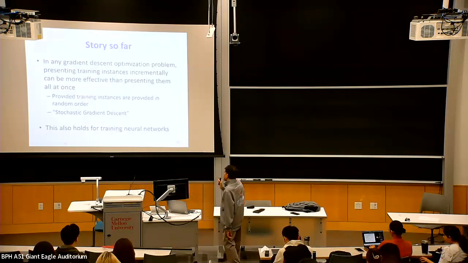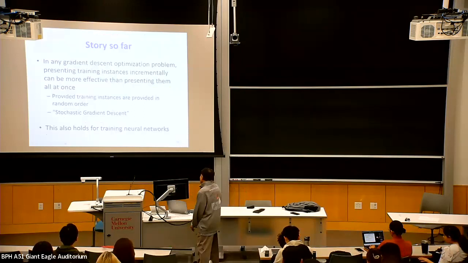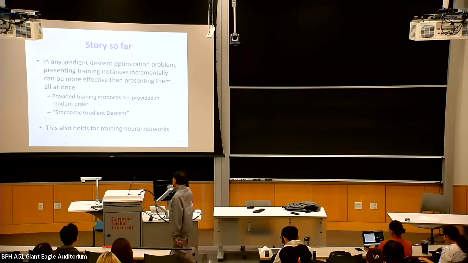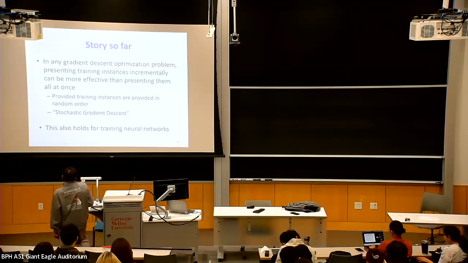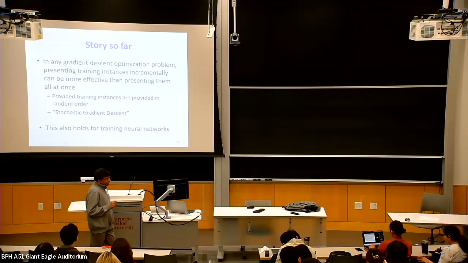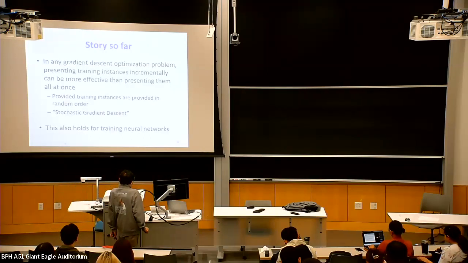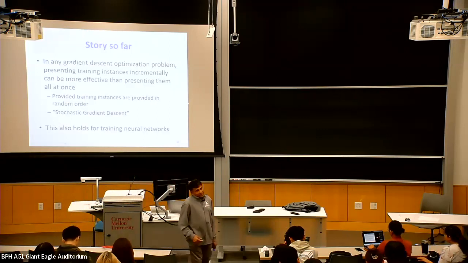Nothing complex. So the story so far: in any gradient descent optimization problem, presenting training data instances incrementally can be more effective than presenting them all at once, provided the training instances are presented in random order. This is called stochastic gradient descent.